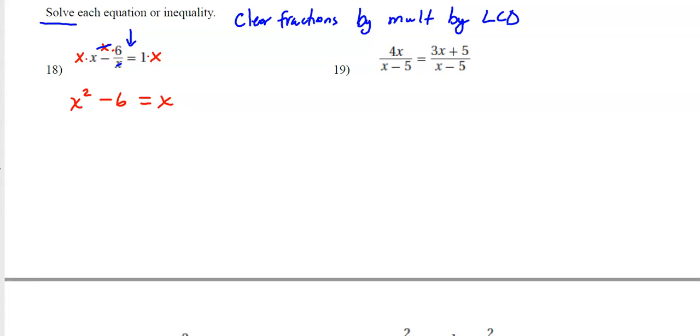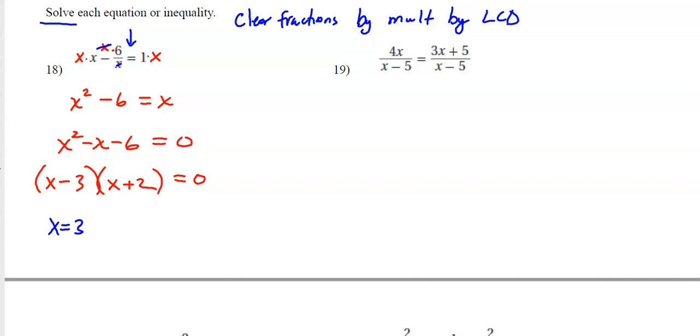Now we have a quadratic to solve. We always set those equal to 0. We factor, or use the quadratic formula if we can't. But I think we can. That's an x minus 3, x plus 2. Zero product property. Something times something equals 0. You're 0 at 3. You're 0 at negative 2. Then we have to check those values and try them and see if they work.